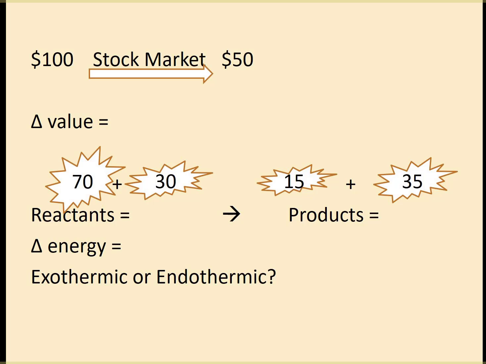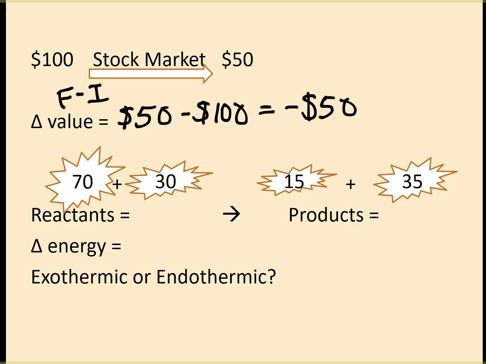Let's look at another analogy. Again, I give you $100 to invest in the stock market, and at the end of a week you find that your stocks are not worth $100, but now they're worth only $50. So what's the change in value? Again, do final minus initial. So 50 minus 100, I get a negative 50. So this is the money that I lost in the stock market, and we can apply this to chemistry.